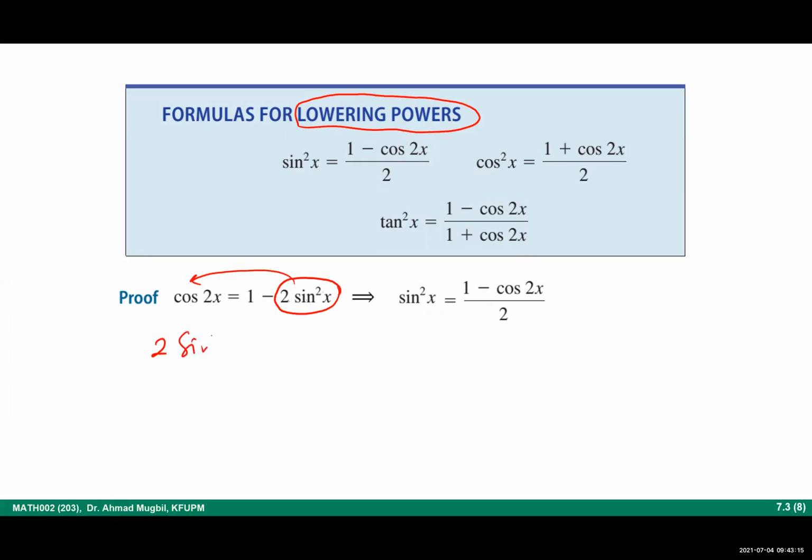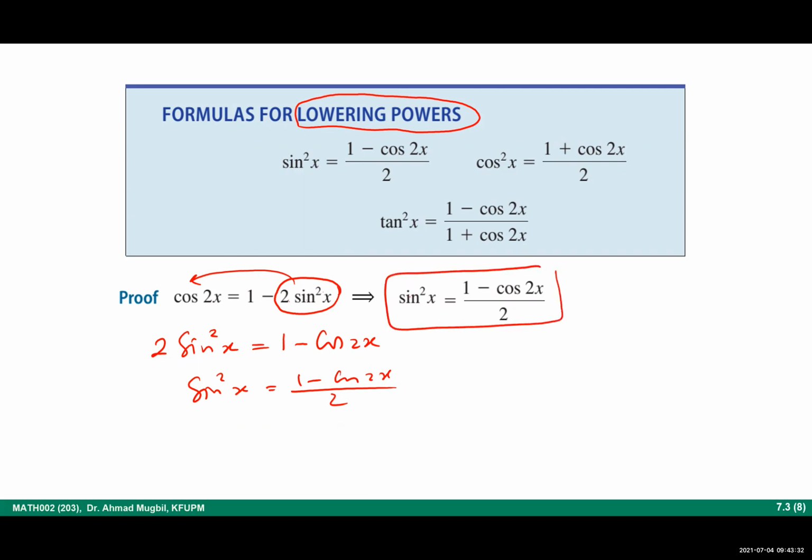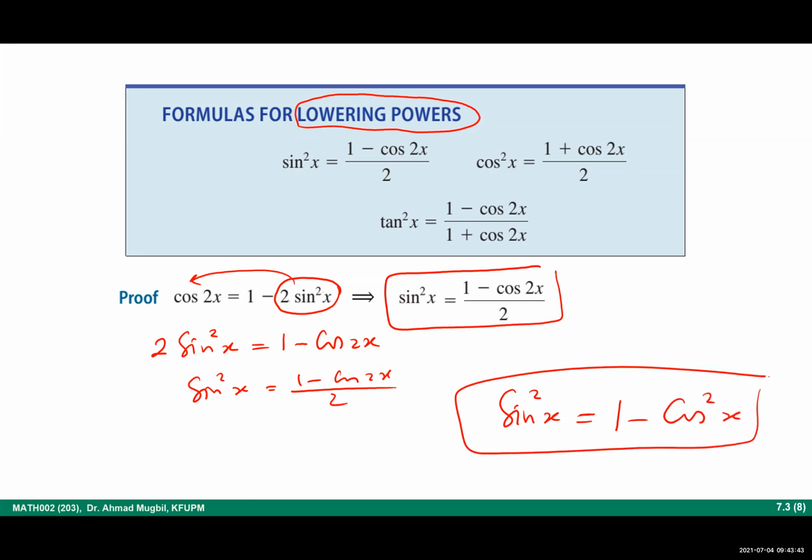Move this to the other side, add it to both sides. What you'll have? You'll have 2 sine squared x equals 1 minus, move this to here, cosine 2x. Now divide by 2. It will be 1 minus cosine 2x over 2. Here it is. What we have here, shabab, is a new formula for sine squared. We know from before, from the Pythagorean identity, that sine squared is 1 minus cosine squared x. This is the Pythagorean identity, shabab. Now we have here another formula, sine squared x equals 1 minus cosine 2x over 2. This one is called the lowering power formula.